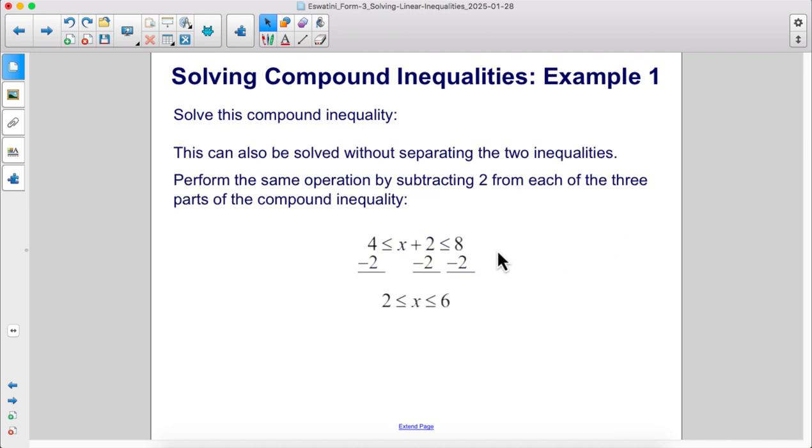This can also be solved without separating the two inequalities. Just perform the same operation by subtracting 2 from each of the three parts of the compound inequality.